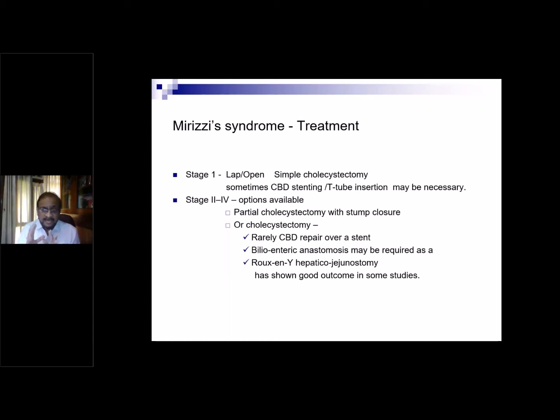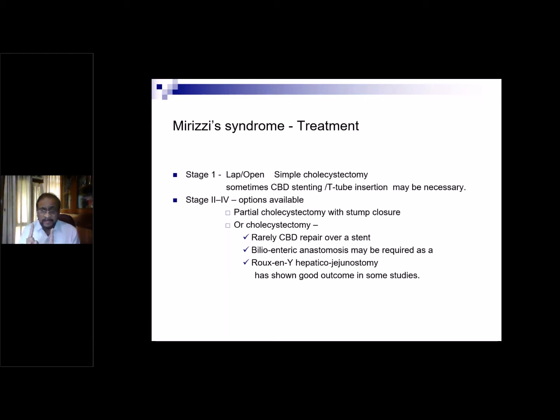Okay. Now, to enable you to do a better dissection, you may like to cannulate the CBD with an ERCP. So a CBD stenting can be done, or on the table you can do a T-tube insertion and then go ahead and do a further dissection, just to prevent injury to the CHD. Okay, so if you find a difficult Calot's dissection, and you land up with an adhesion between the Hartmann's and the CHD, you can be sure of one thing, that you are dealing with a patient of Mirizzi syndrome.